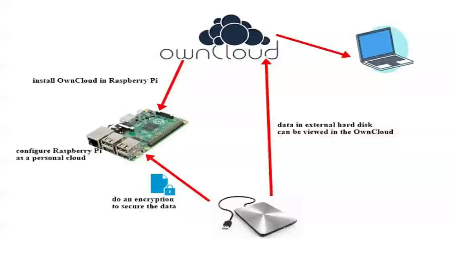Let's understand through this image. So over here, the OwnCloud server is installed onto the Raspberry Pi. Then over here, the hard disk is being mounted and then it is being linked to the Raspberry Pi. And encryption is also done to secure the data. This also includes server-side includes of which we talked about in the previous slide.